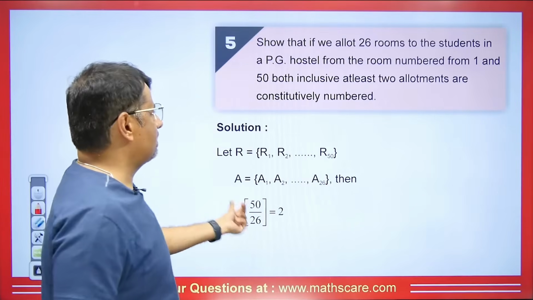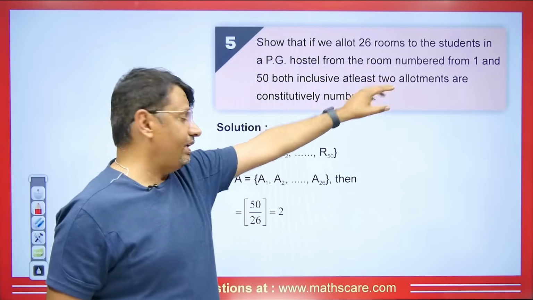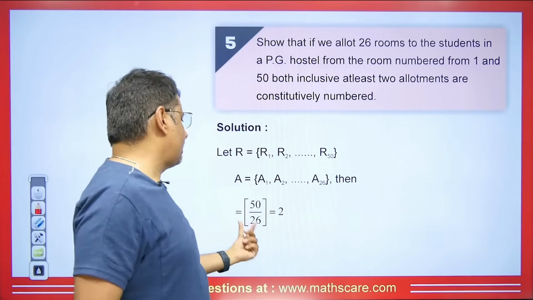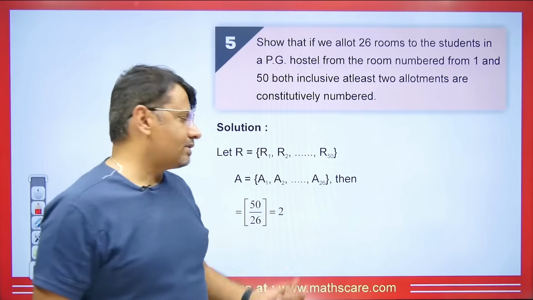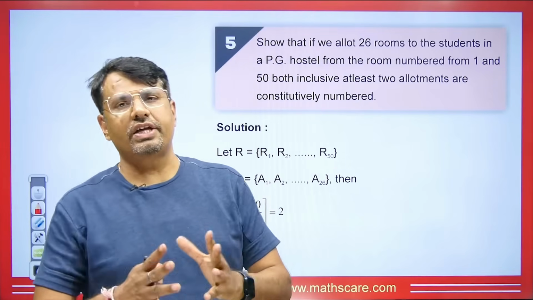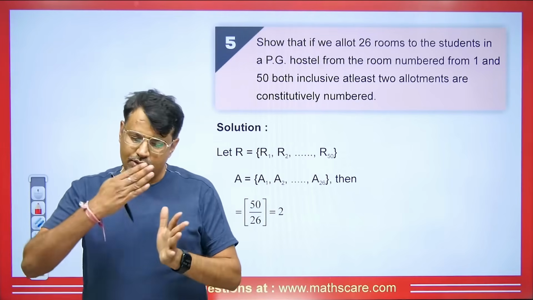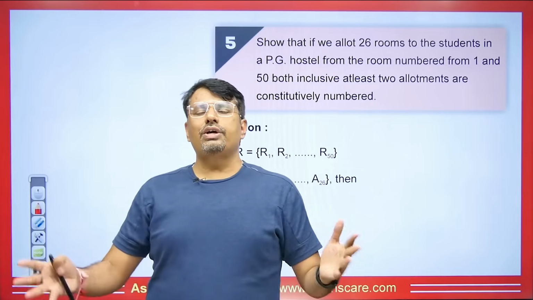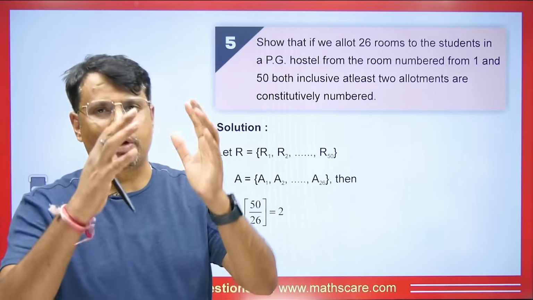So what should we do here? What is the concept? We have 50 rooms. 50 divided by 26. What will be the result of the division? 1 point something. We will find its greatest integer to be 2. It means there will be at least 2 rooms, just like these, which will be consecutive, right? In this way, we can easily prove it.